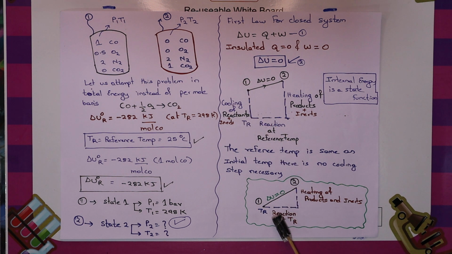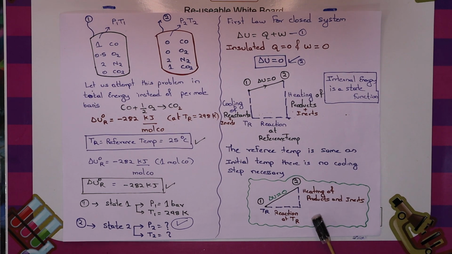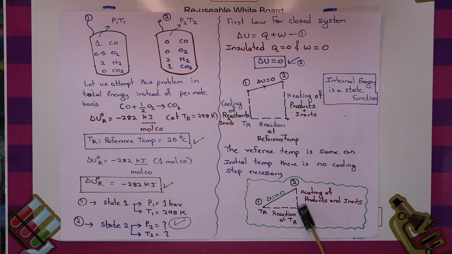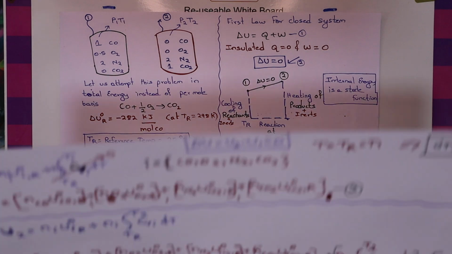That means now the figure looks like this: state 1 to state 2, delta U equal to 0. State 1 is also at reference temperature. To calculate this, there is no cooling of the reactant step. Simply conduct the reaction at T1, which is reference temperature, and heat the products and inerts from TR to state 2. That means it's a simple path. There is no cooling of the reactants. It is simple. Conduct the reaction at TR and increase the products and inerts to the state 2 temperature. So we have to follow this particular path. Okay, let us do this particular path.